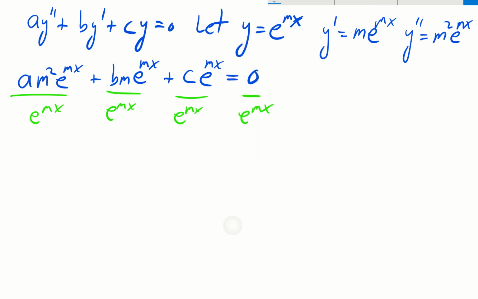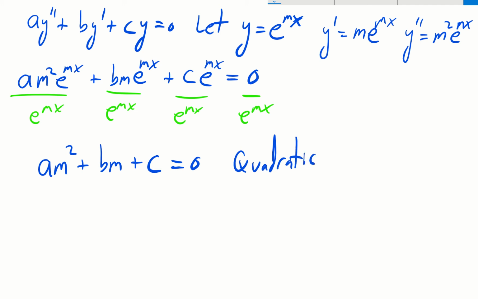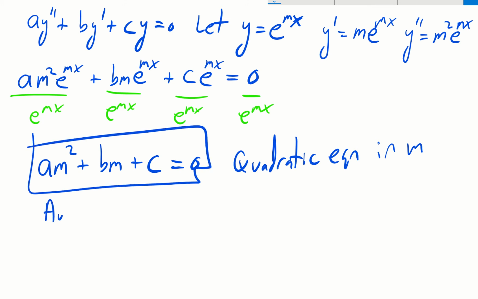And this is what we get. We get that this coefficient m has to satisfy the following algebraic equation. We need a m squared plus bm plus c equals 0. And this is just a nice quadratic equation in the variable m. So this is going to be our auxiliary equation.